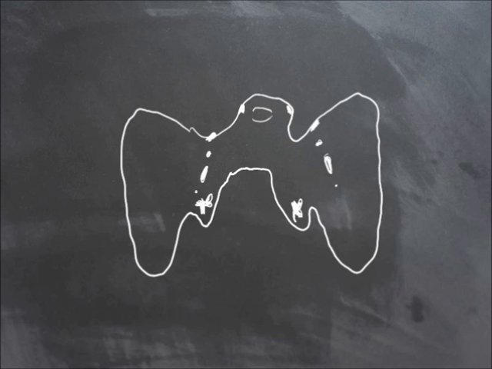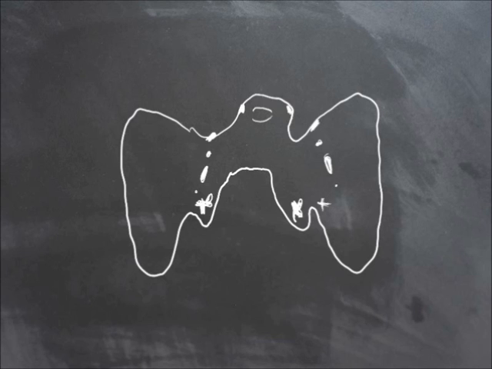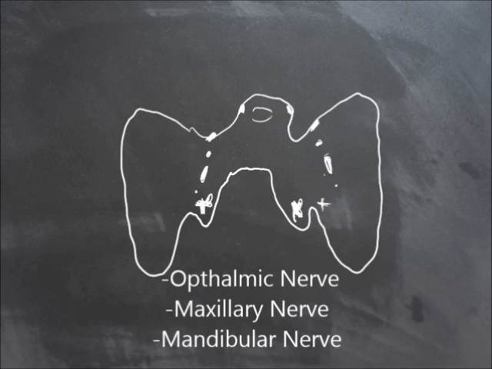Okay, a few more features that we need to know. Just next to, about here, next to foramen lacerum, we have the trigeminal impression. And this is an impression left on the skull by the trigeminal nerve, which branches off into ophthalmic, maxillary, and mandibular nerves.